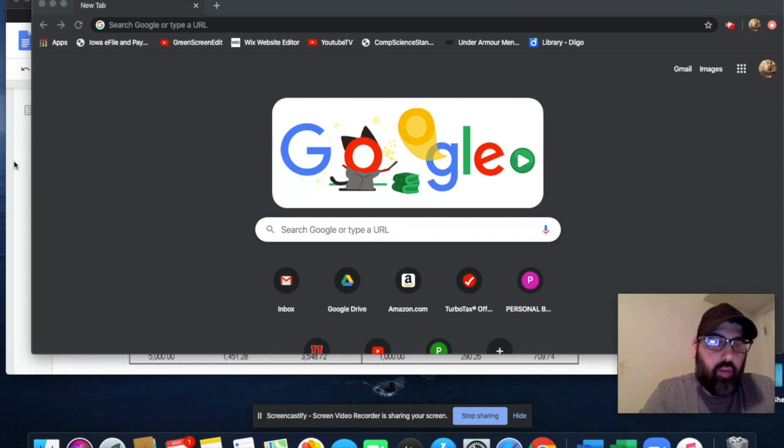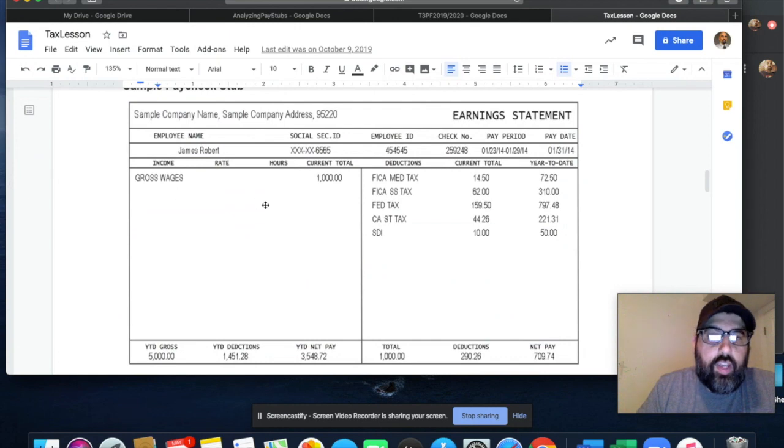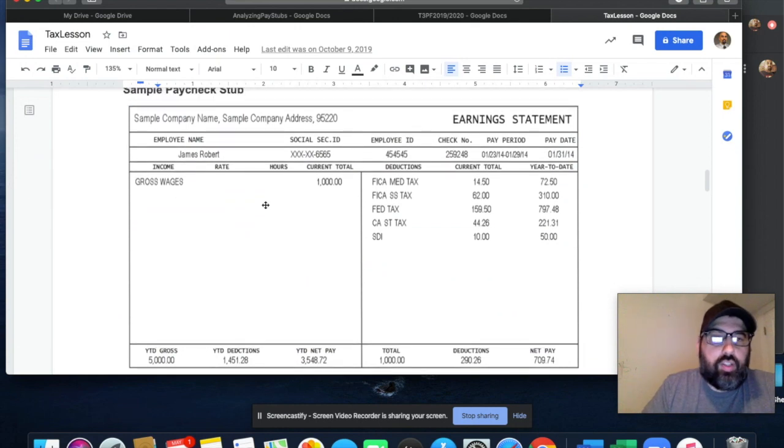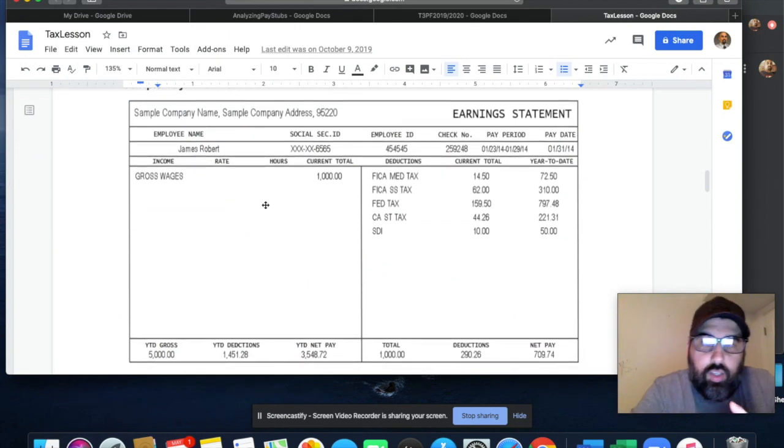So maybe a little bit confusing at this point, which I intend on breaking down for you in just a second when I share my screen with you and walk through a pay stub. So let's go ahead and do that now. As you can see, this is somebody that looks like they worked in California. If you look right here, California state tax is what's represented there. So we'll walk through this.